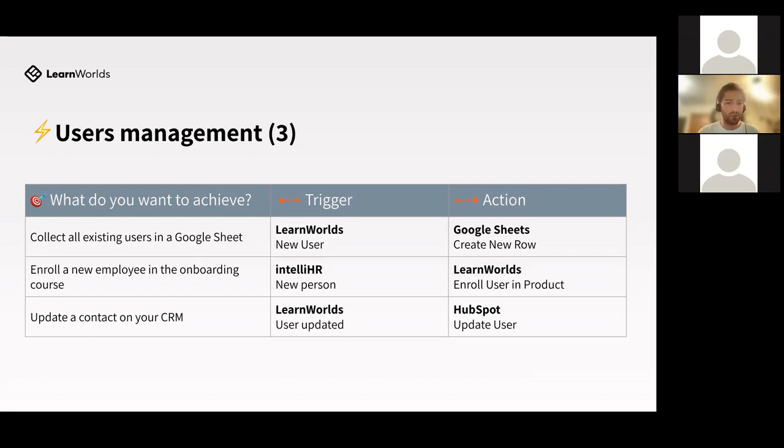You want to collect all existing users from a Google Sheet or add them there. Actually we discussed this before: when a new user in LearnWorlds, then add him in Google Sheet. You want to enroll a new employee in an onboarding course. You start the flow from the HR tool, let's say BambooHR or Intellio HR. When a new profile is created there, a new person, a new account, depends on how the tool calls this person entity, you know what I mean for the tech-savvy people, then enroll a user directly into a product.